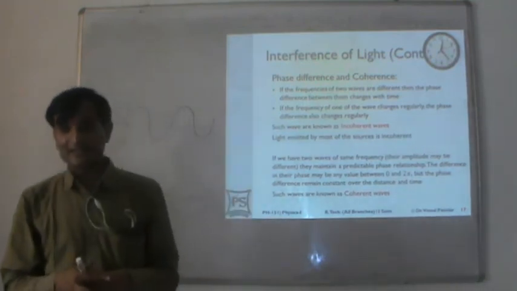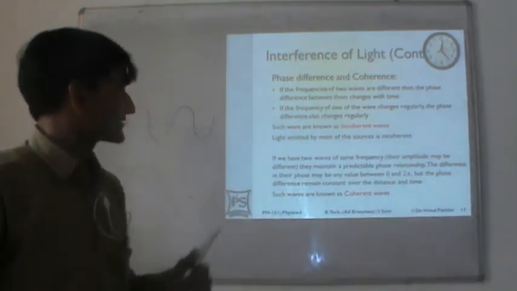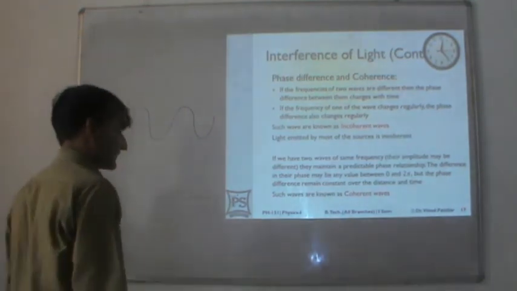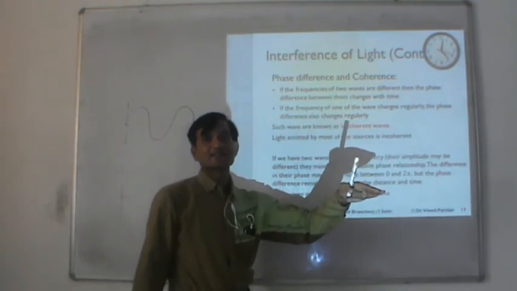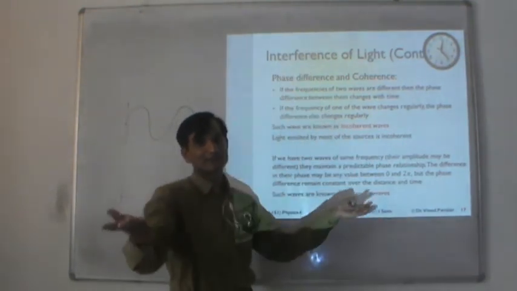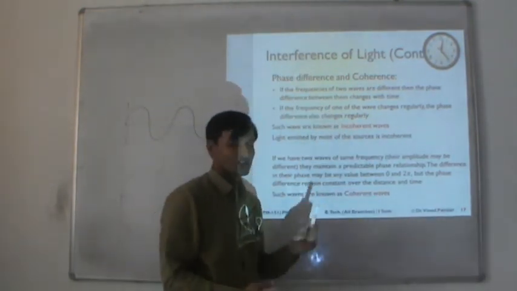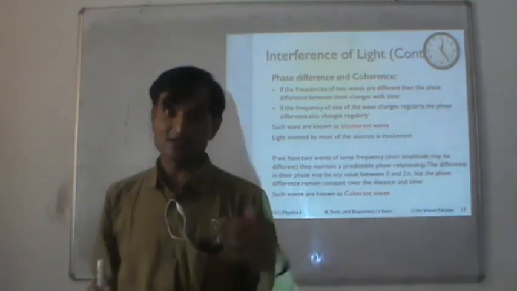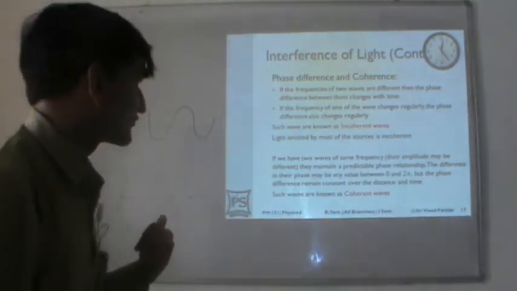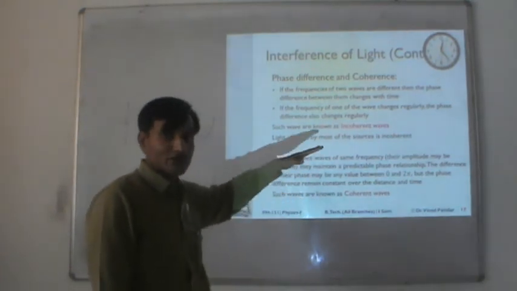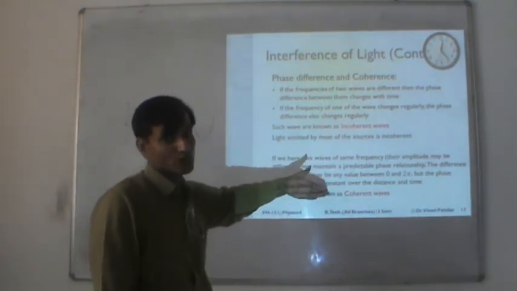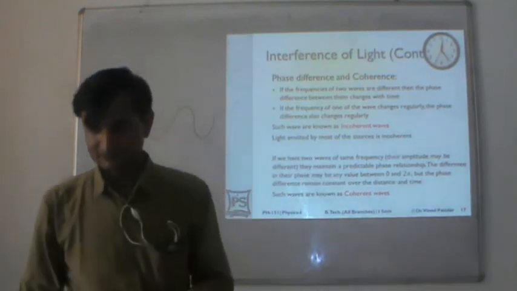And if this is the case, then these waves which are having same frequencies and maintain a predictable phase relationship throughout the space throughout the time, then they are known as coherent waves. Okay, this is very important for interference basically, because when you talk about interference, you need to know first what coherent waves are.